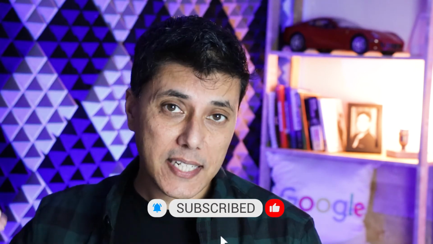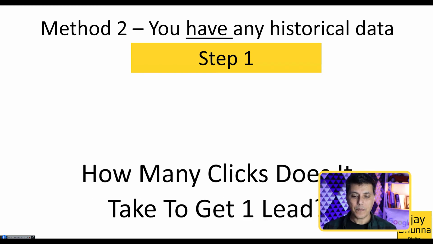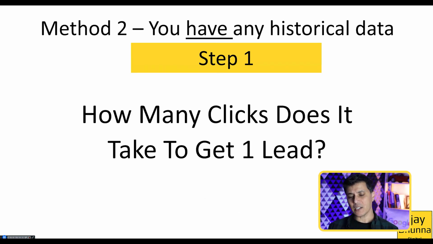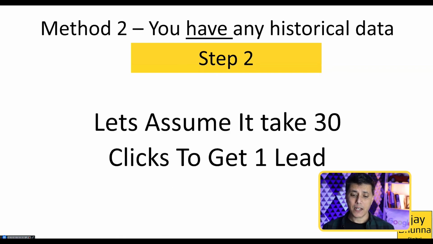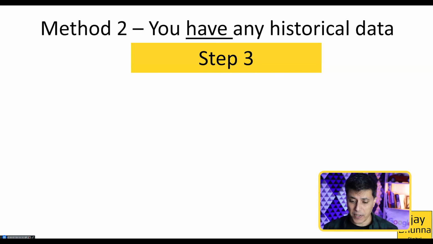Here's method 2. Method 2 is if you've already got data. So you know that every time you get 100 clicks to your website, you get X amount of conversions. So what you can do in method 2 is ask yourself, how many clicks does it take to get one lead? Now let's say, for example, it takes 30 clicks to get one lead to your website.